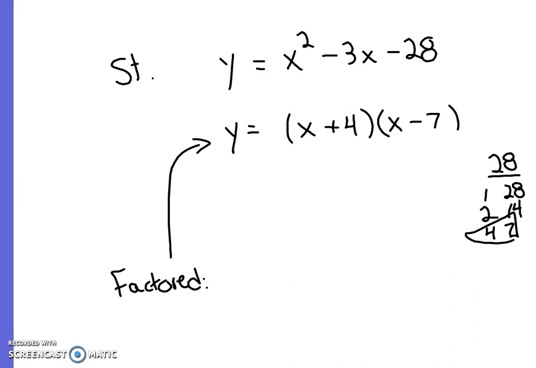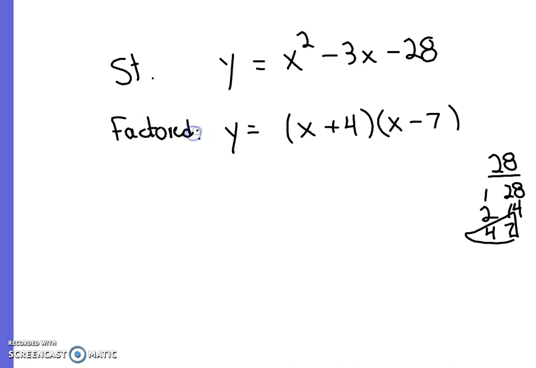Let me create a little bit of room here for us, and just write factored right here. Okay, well, you can imagine that going from factored form back to standard form, all we have to do is just refoil it. So x squared minus 7x plus 4x, so there's our minus 3x again, and then minus 28, and we're back to standard form.